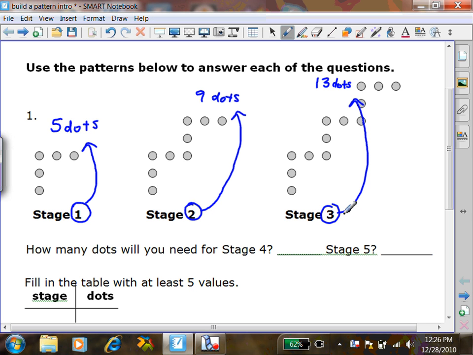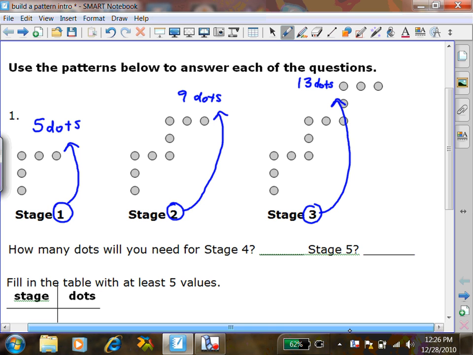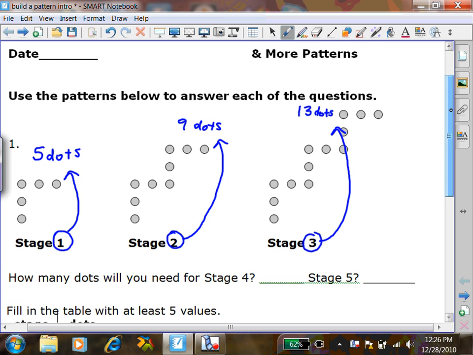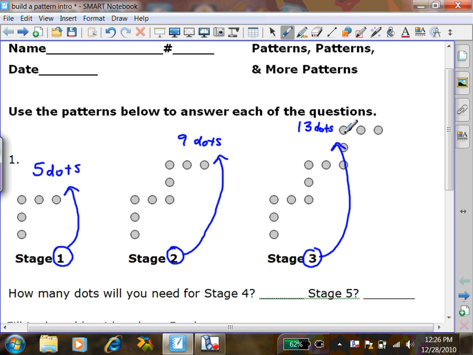Now you could draw out stage 4 and stage 5. In fact, if you want to, let's go ahead and do that. Let's just add on to stage 3 here. I have to scooch up a little bit. So I noticed that every time it goes up a stage, I add on this little section right here. And then when I got another stage, I added this section right here.